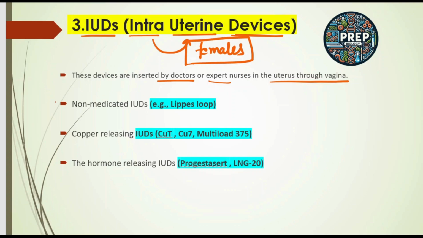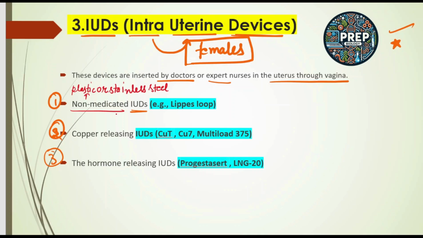Under this category we have three subcategories. The first one is the non-medicated IUDs, the second is the copper releasing IUDs, and the third is the hormone releasing IUDs. These IUDs are very, very important, so understand it carefully. If we talk about the non-medicated IUDs, non-medicated basically means the devices are made of plastic or stainless steel only.